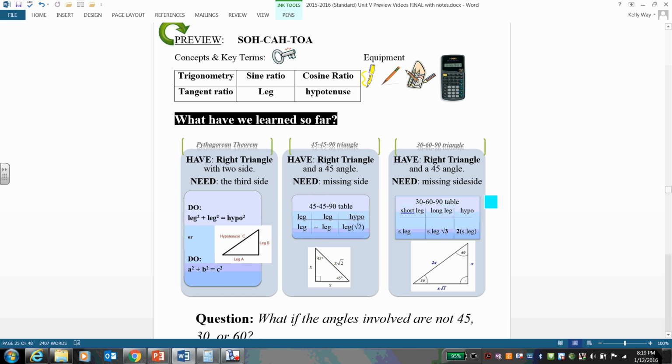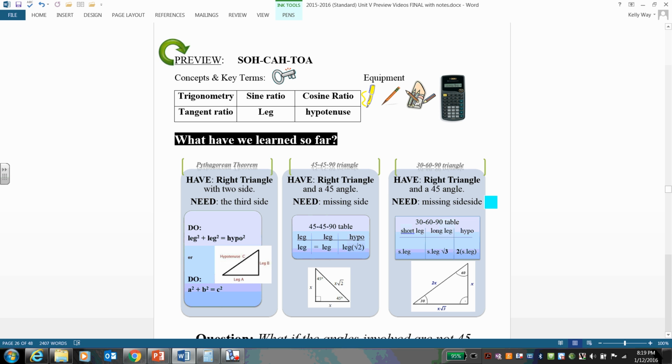So today, by the time we're finished, you need to make sure you have your scientific calculator here with you. Colors are going to be helpful. Pencil. You're going to understand the word trigonometry, which this is an introduction to. Something called the sine ratio, the cosine ratio, tangent ratio. So the difference between a leg and a hypotenuse.